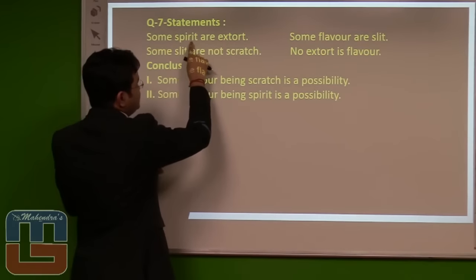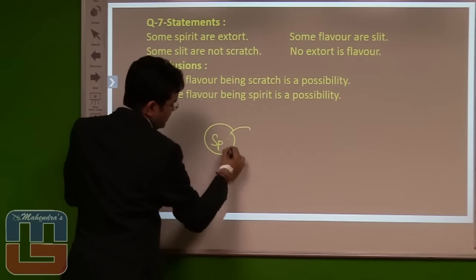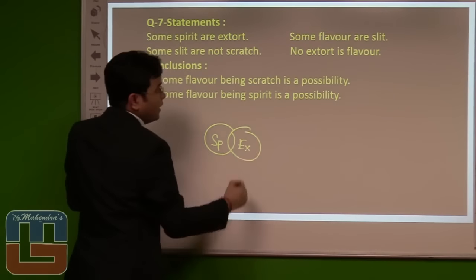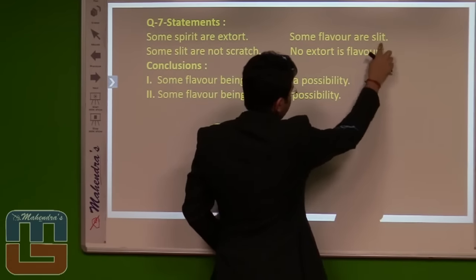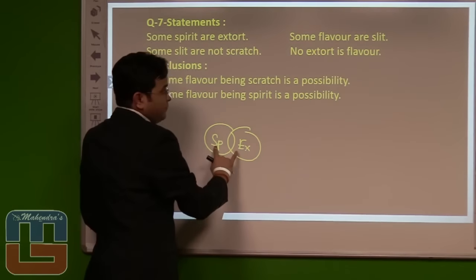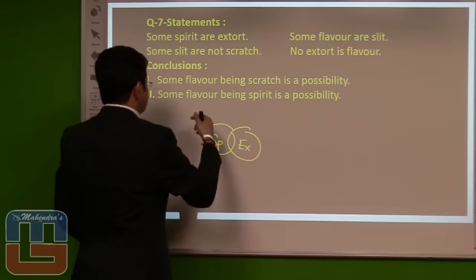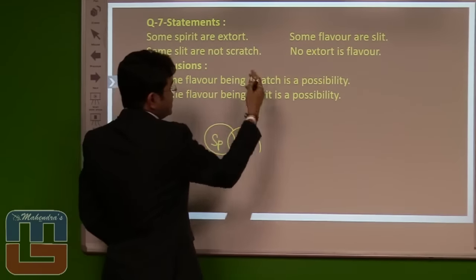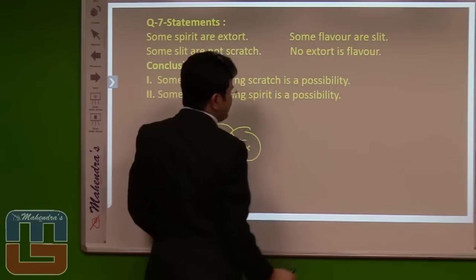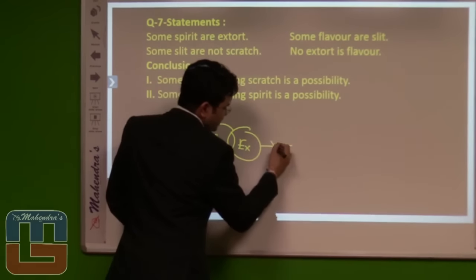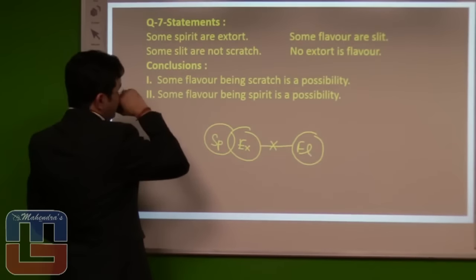First one is saying some spirits are extort. Some spirits are extort. And next one is saying some flower are slit. You can check here, we have not drawn flower or slit. So we have to move towards the next statement. Some slit are not scratches. Again we are not getting any connection. So read the next one. No extort is flavor. Here we got a link. No extort is flavor.